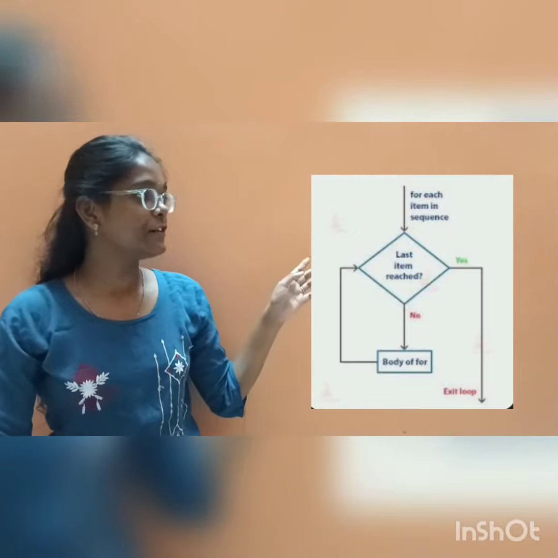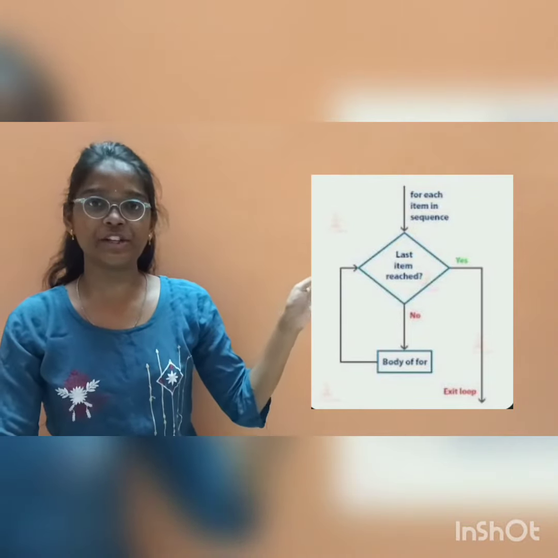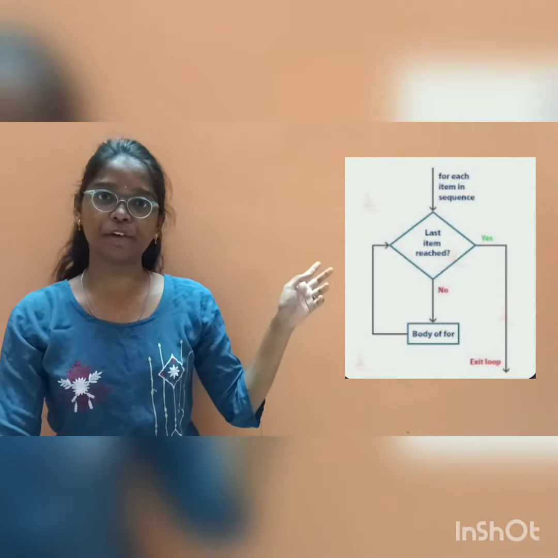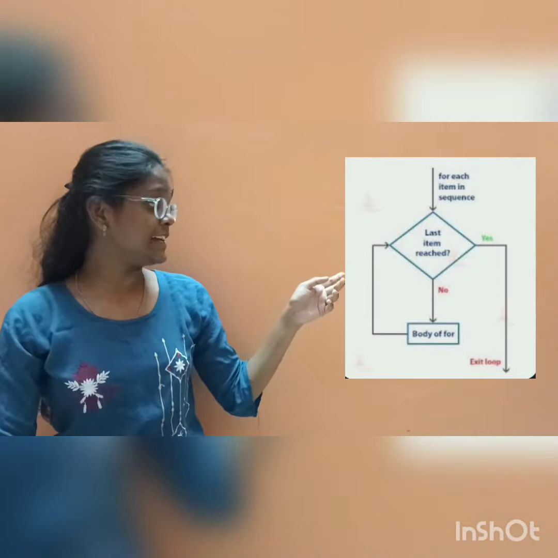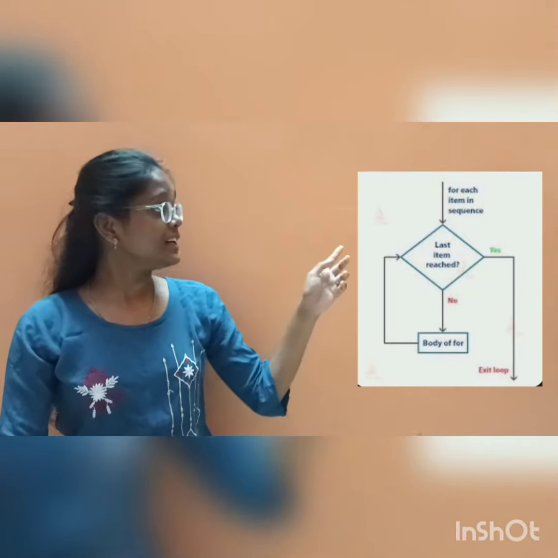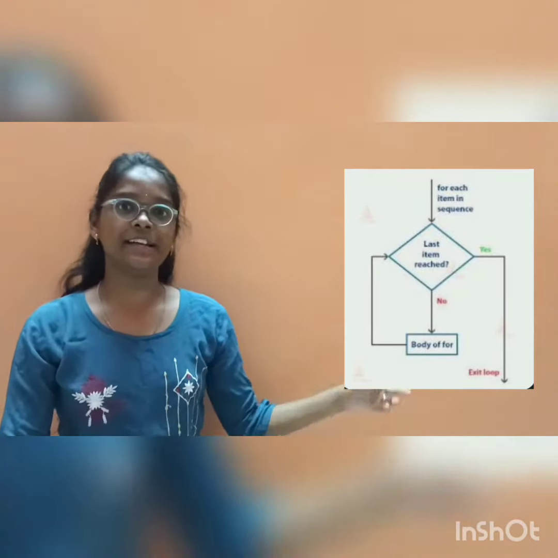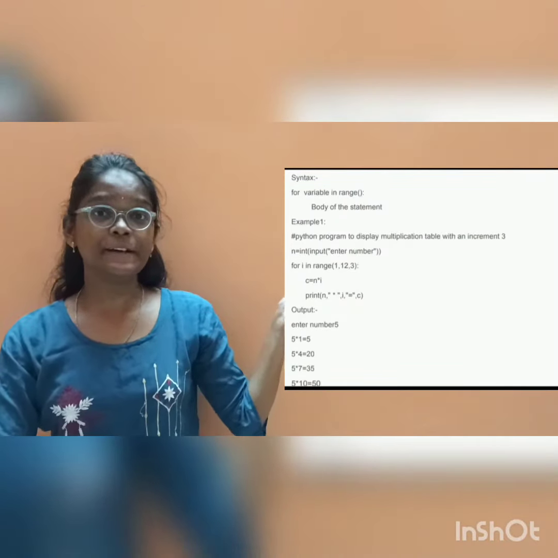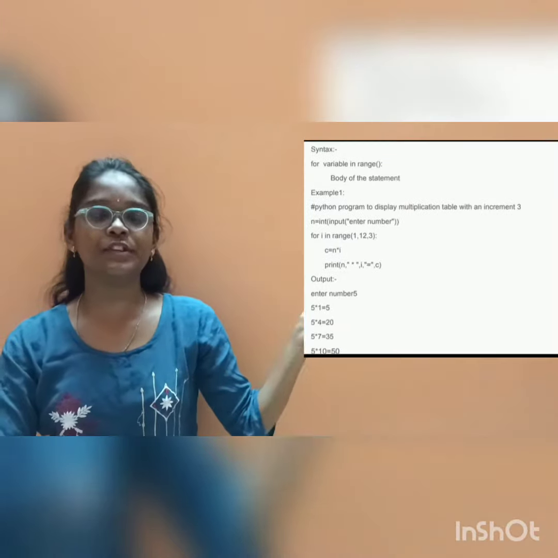Next, for loop. For loop is mainly used to execute a range of sequences. The flowchart of for loop is: when we enter the for loop condition, it executes until the range reaches its last item, and after reaching the last item, it terminates. Next, the syntax of for loop is for variable in range of, and body of the statements.